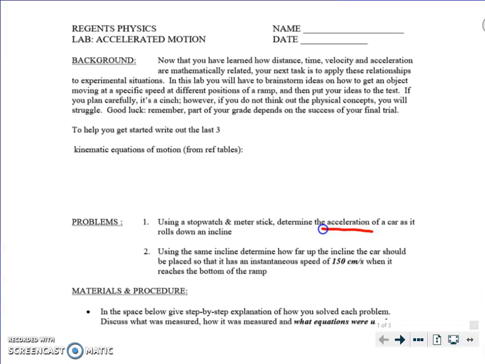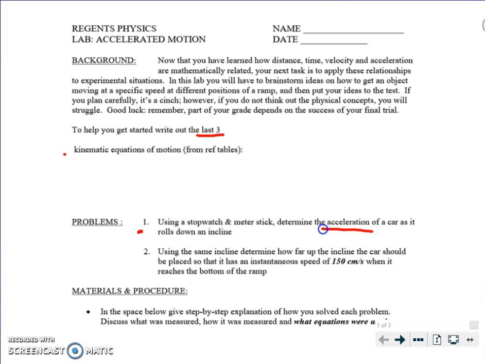So to help us start us out, I want you to write the kinematic equations that are in your reference tables. There are 5 of them, but why not restrict it to the last 3? Because those are the 3 relevant ones potentially for this lab. The second problem you're going to do is, once you figure out the acceleration, you are going to determine where on the ramp you have to release it.